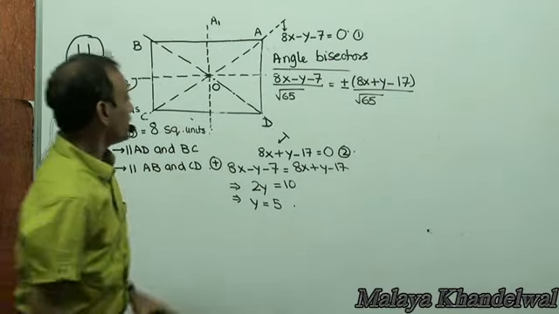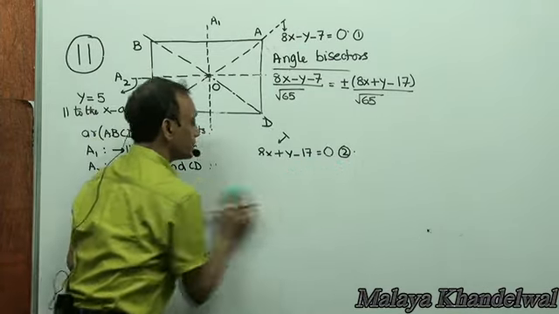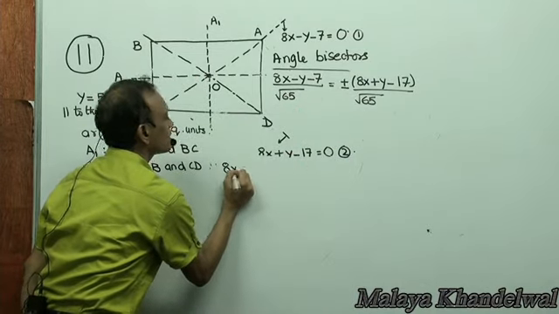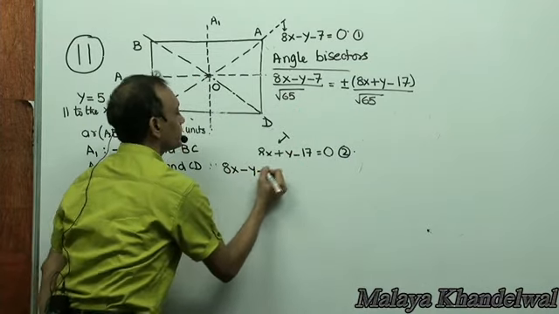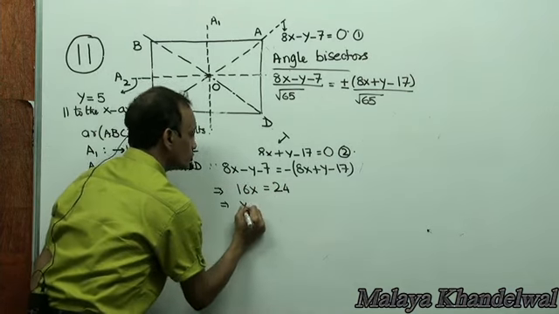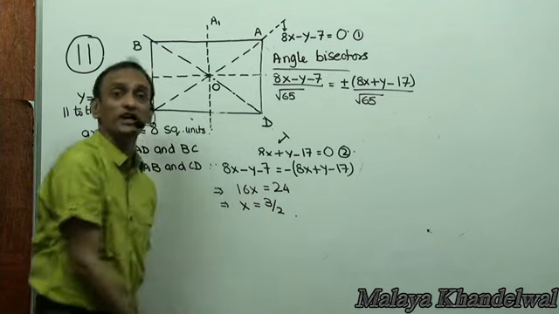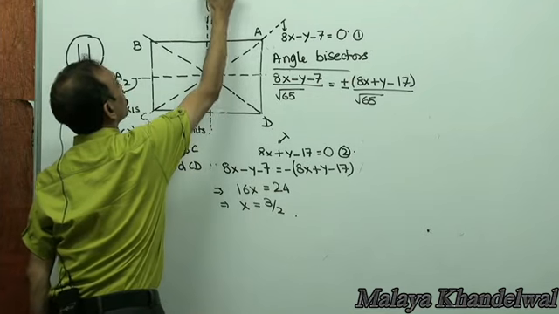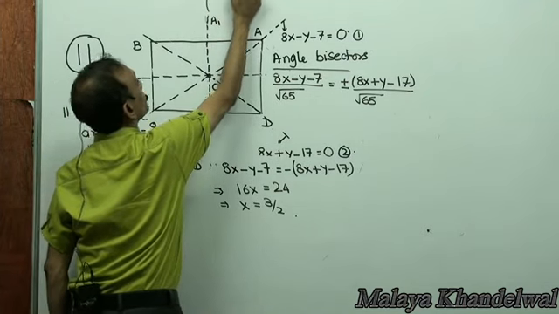Now, let me take the minus sign. If I took the minus sign, then I get 8x - y - 7 equals minus of (8x + y - 17). And this gives me 16x equal to 24, or x equal to 3 by 2. This is the equation of the other angle bisector. Let me say this is A1, which is x equal to 3 by 2.